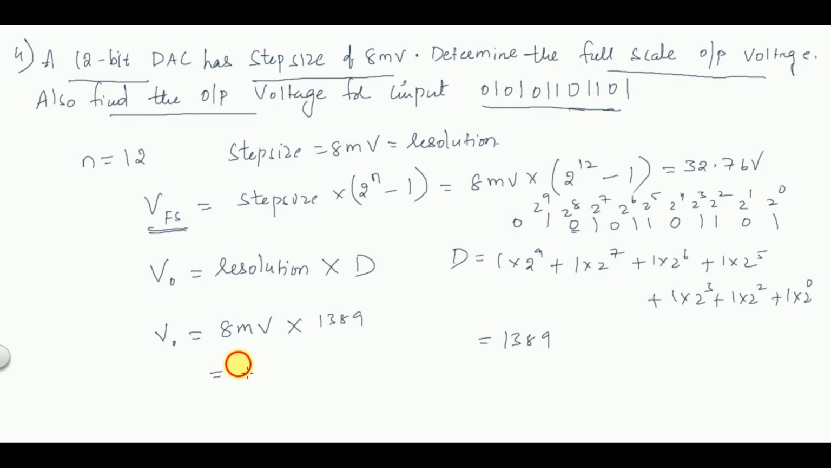So you'll get around 11.112 volts. So this is your V0. The important point here is that step size can be taken as resolution. If it is given in volts or millivolts, you can take that step size as resolution.